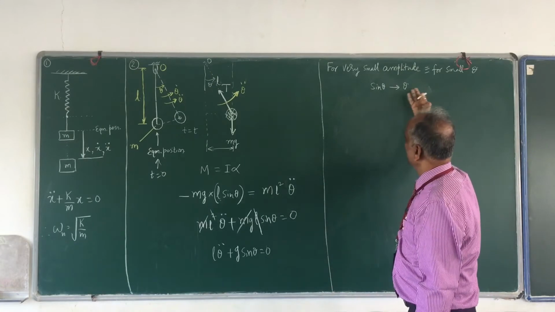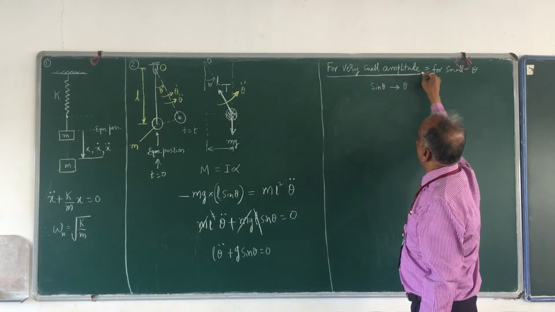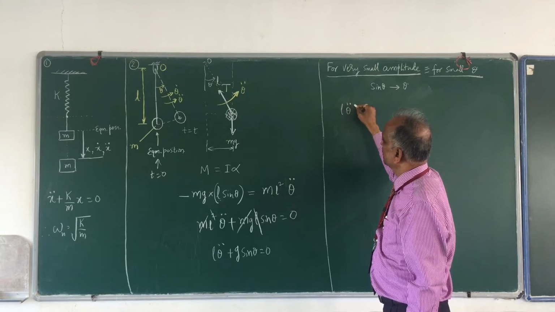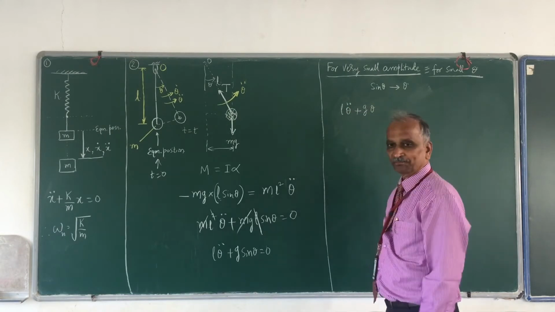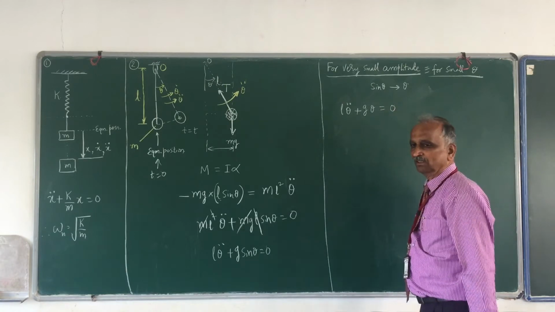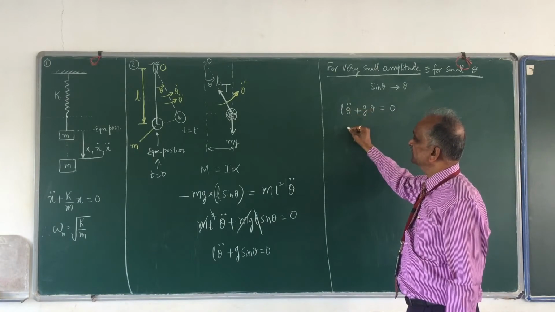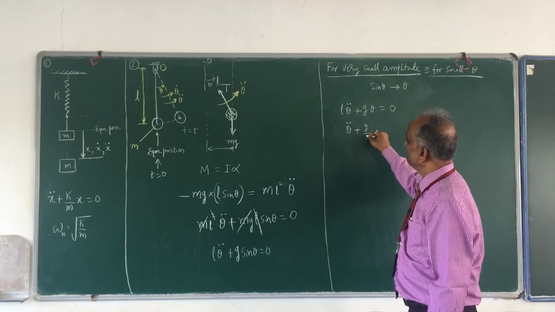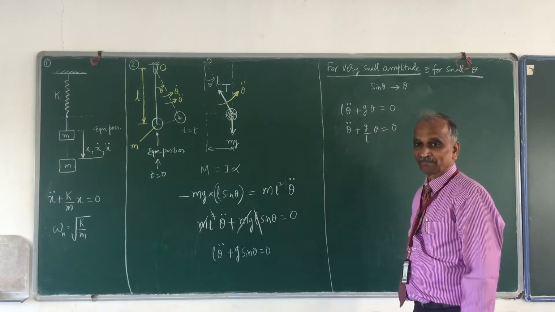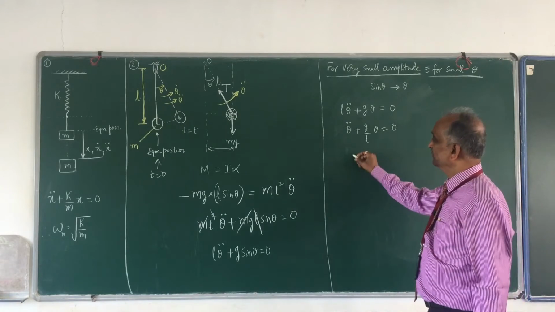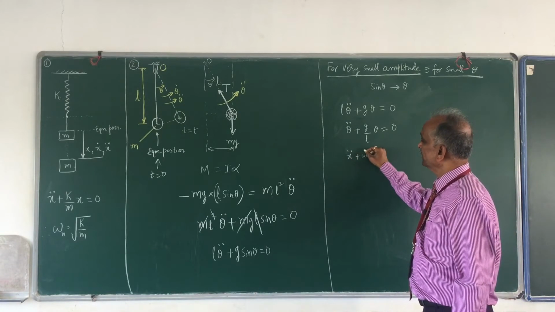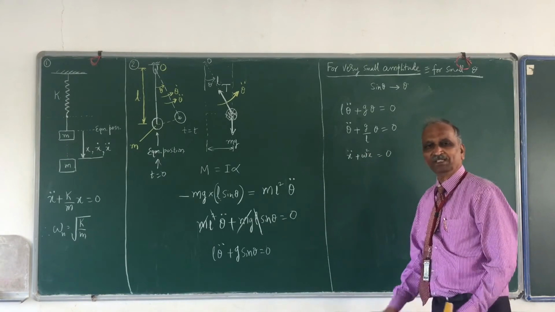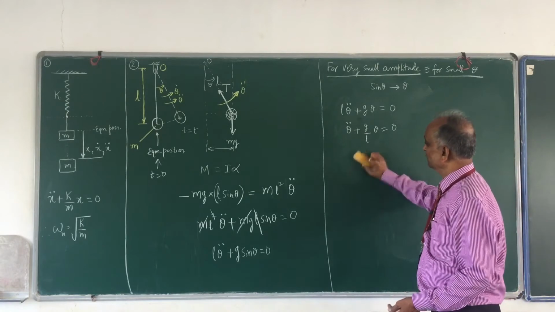Therefore, under this condition, for very small amplitude, for small theta, I shall rewrite the equation. What is that? L theta double dot plus g into theta is equal to 0. So again I would like to make the coefficient of theta double dot as 1: theta double dot plus g by L into theta is equal to 0. Go back to this. We had a very similar x double dot plus omega square x is equal to 0. So here x has been replaced by theta, nothing else.